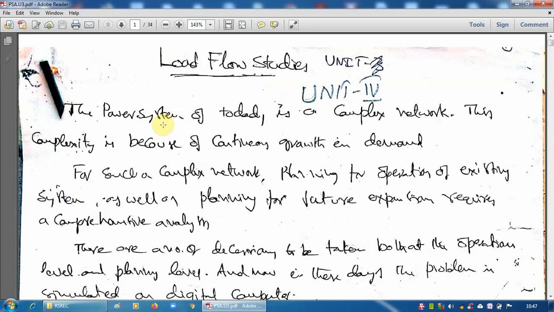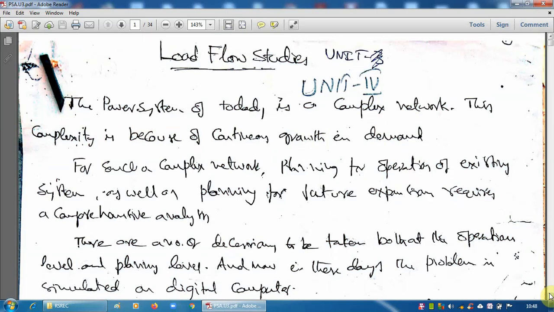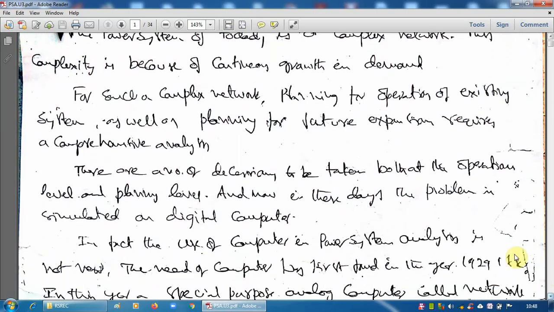The need for load flow studies is very much there in power system analysis. The introduction for this goes like this. As we know, the power system of today is a complex network. This complexity is because of continuous growth in demand. As demand is growing, the system of today is continuously expanding and becoming more complex.